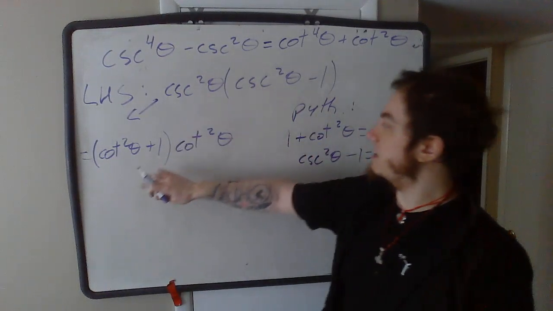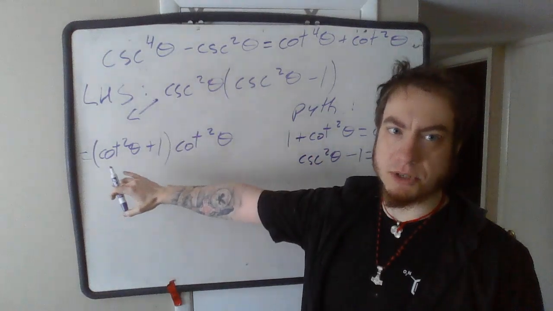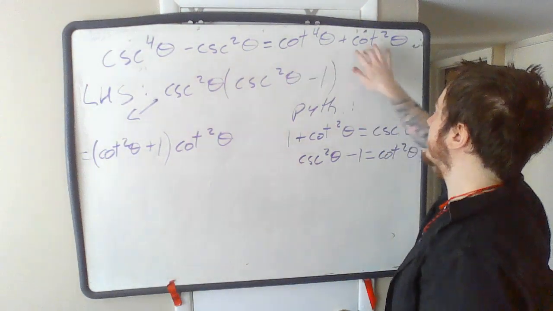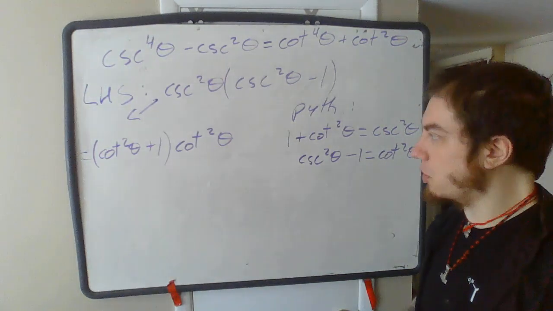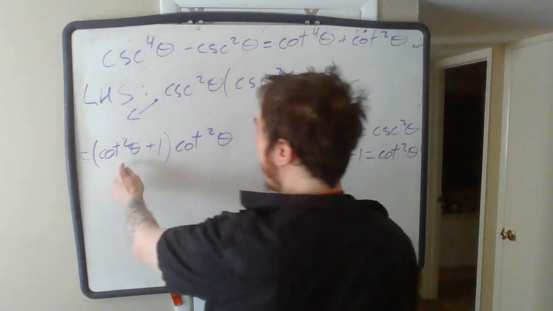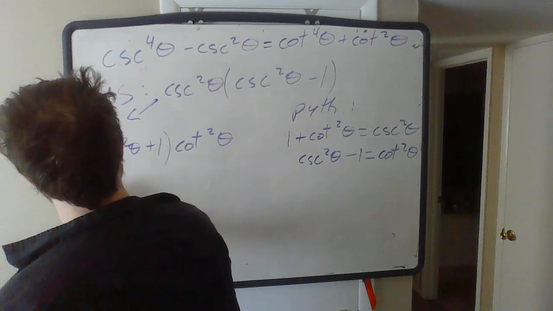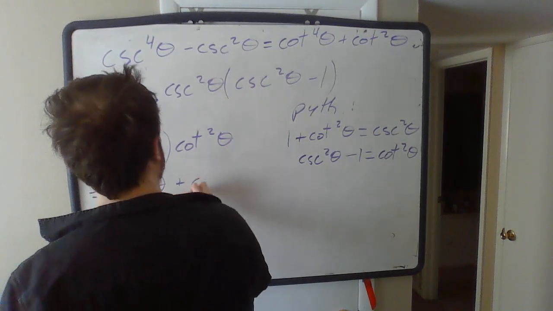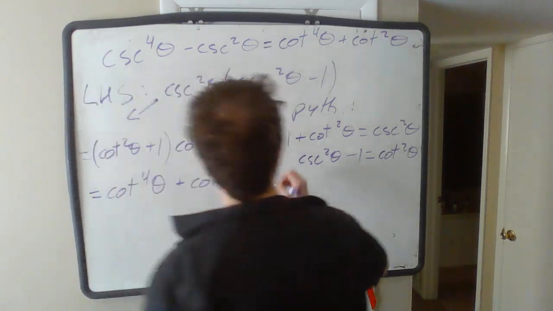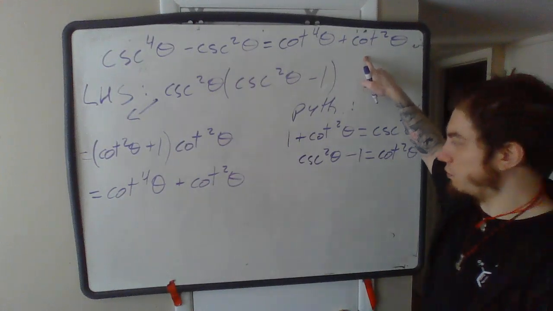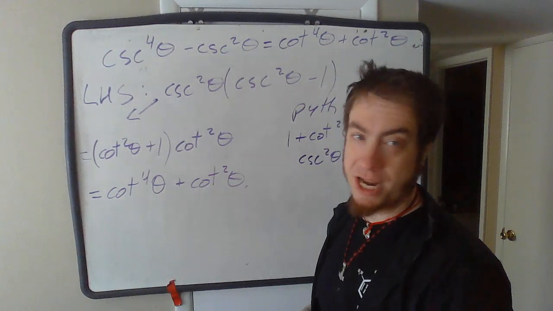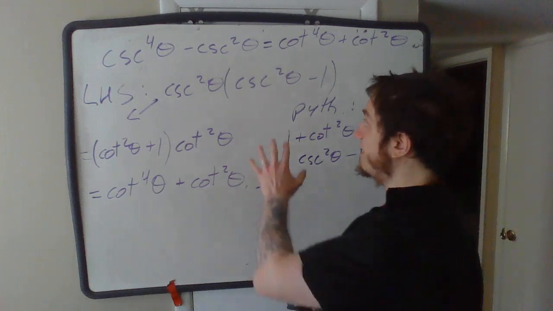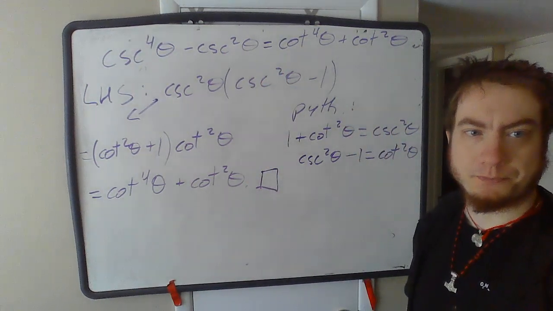So we've taken the left-hand side and we've written it entirely in terms of cotangents. And this is good because the right-hand side here is all in terms of cotangents. So now I'm just going to multiply everything through here, and we get cotangent to the fourth theta plus cotangent squared theta, which is actually exactly the right-hand side of the original expression. And so we are done demonstrating that this identity is true.